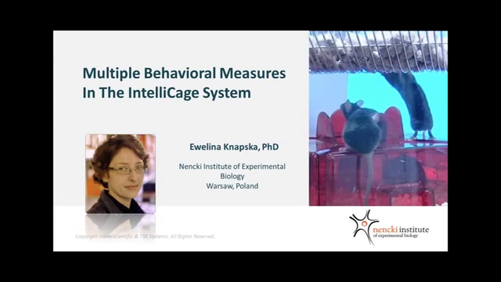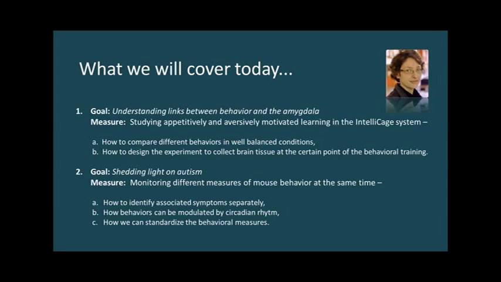I'd like to tell you today about several behavioral designs that allow for assessing cognitive functioning of mice. So let's start with what I plan to cover today. I'd like to show you two examples of what we can achieve with the IntelliCage. In the first one, I will show you how we try to understand links between behavior and the amygdala. The amygdala is the key structure in the brain that is involved in processing of emotions. We are especially interested in neuronal circuits underlying appetitively and aversively motivated behaviors.